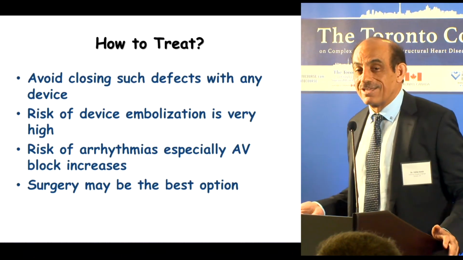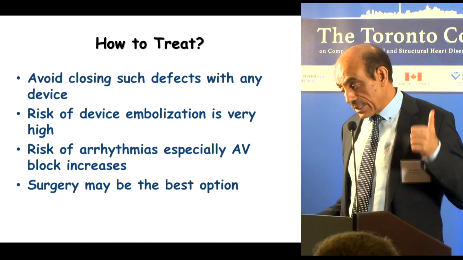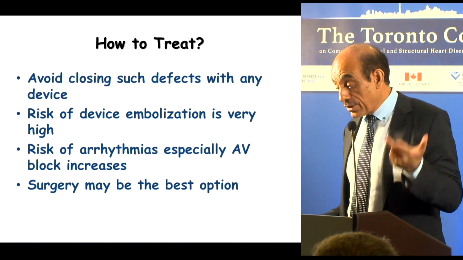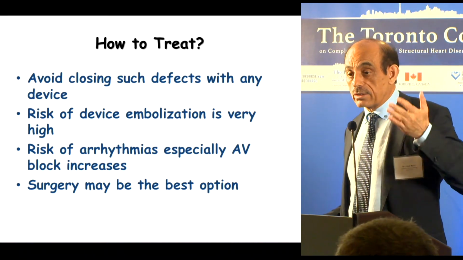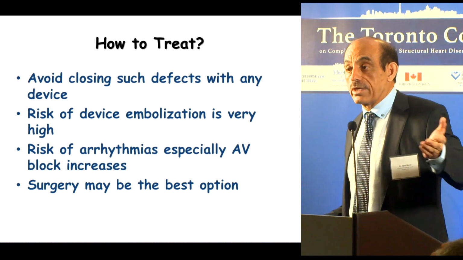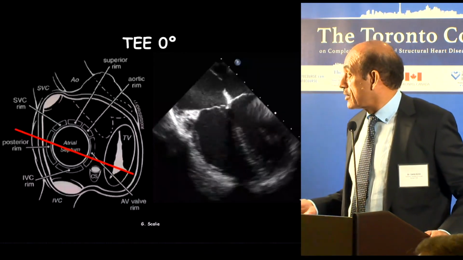So how to treat? Avoid closing such a defect with any device. Risk of device embolization is very high. Risk of arrhythmia, especially AV block, increases, because the lower and more anterior you are, the right disc can actually sit on the triangle of Koch, the area where the AV node is. And surgery in these patients may be the best option.